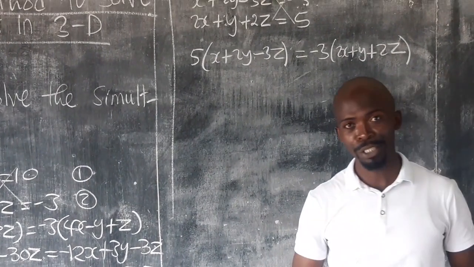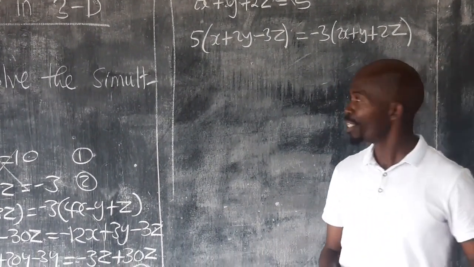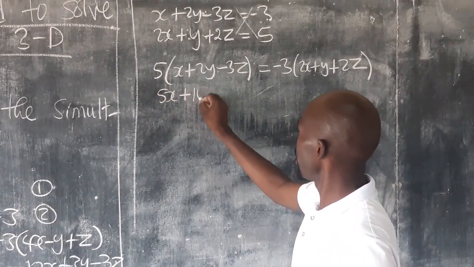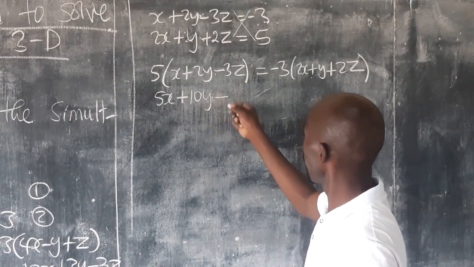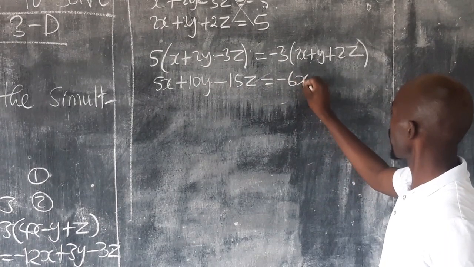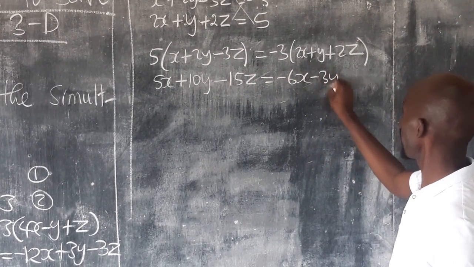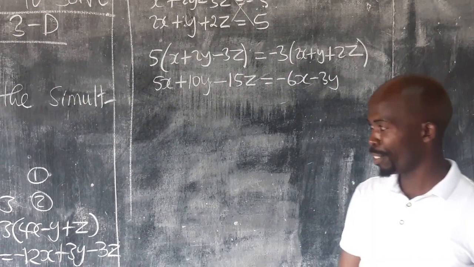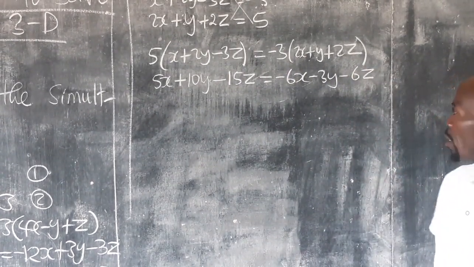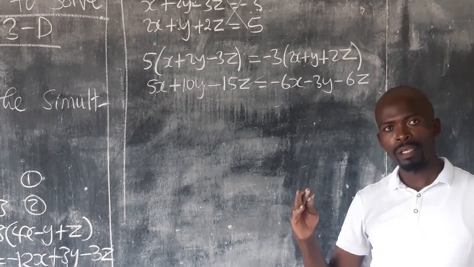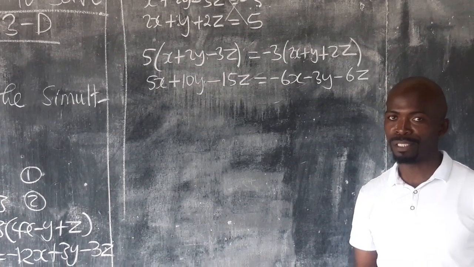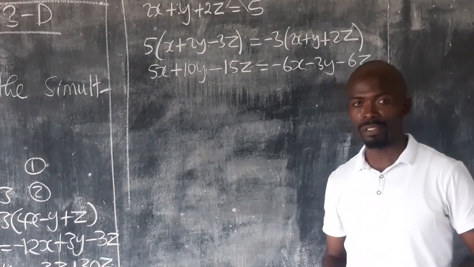Expand both sides of the equation. That should be the next thing to do here. So this times that gives us positive 5x plus 10y minus 15z equals negative 6x, negative 3y, then I will have negative 6z. From here, we collect the like terms. And remember to leave one of the variables, in this case the z, on the right-hand side, which will act as the constant.